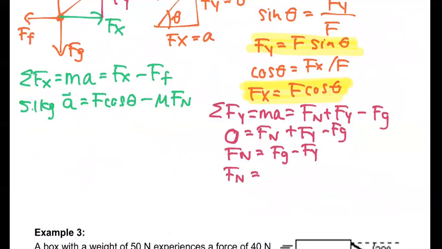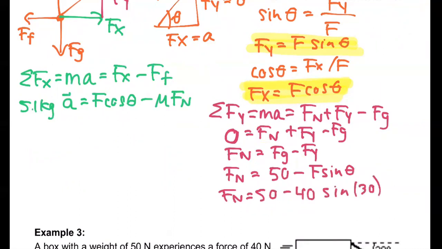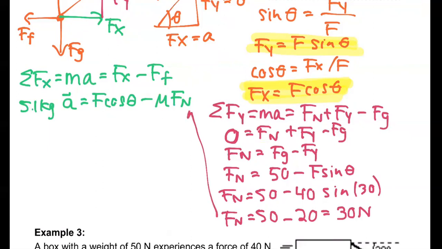Force normal, we know that we have a weight of 50 newtons minus, and then I'm going to figure out what my force y is, which is going to give me F sine theta. So that gives me force normal equals 50 minus my force, which my applied force was 40, times sine of my angle, which was 30, which gives me force normal equals 50 minus 20, so we've got a force normal of 30 newtons. Now I'm going to take that and plug it back in up there.